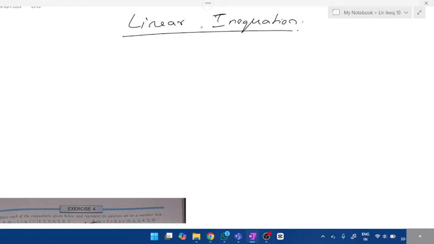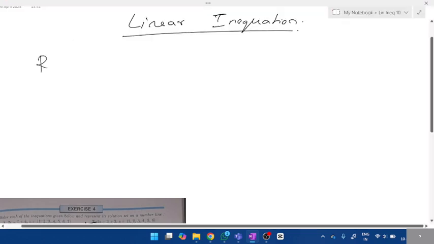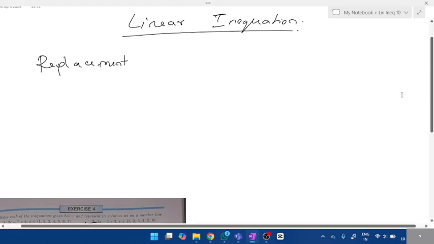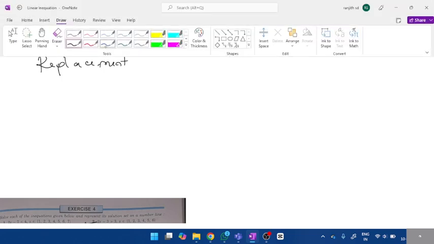Before number line, okay, replacement set. Sir, can you repeat what's a real number, sir? Real number. See, there are two types, real number. What's the opposite of real?